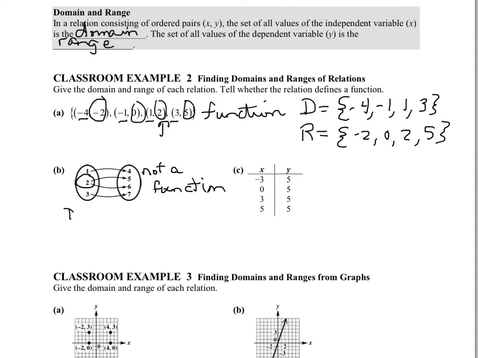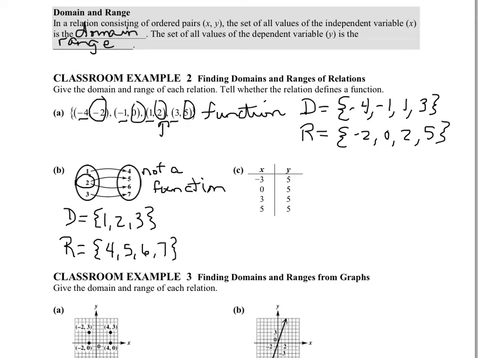Now, to list the domain, all I have to do is identify all the possible x values. That means it's 1, 2, 3, because that came from the oval on the left. For my range, those are the possible y values. That comes from the oval on the right, 4, 5, 6, 7.